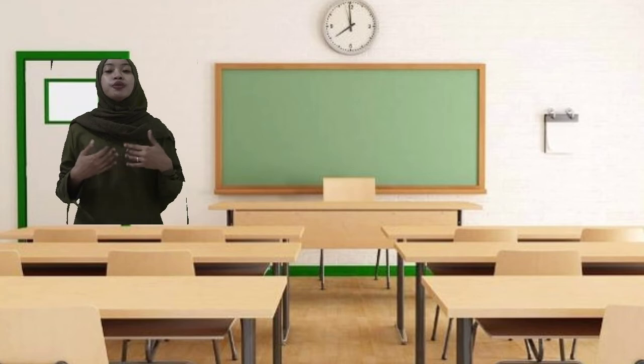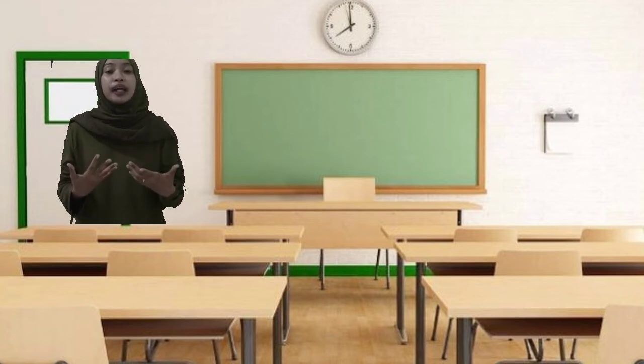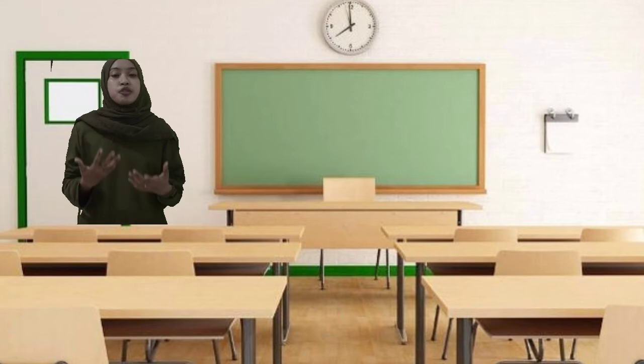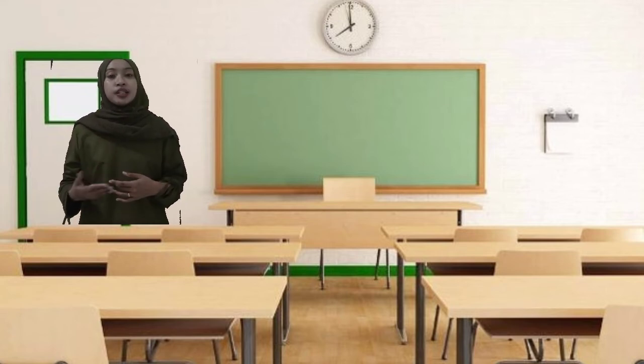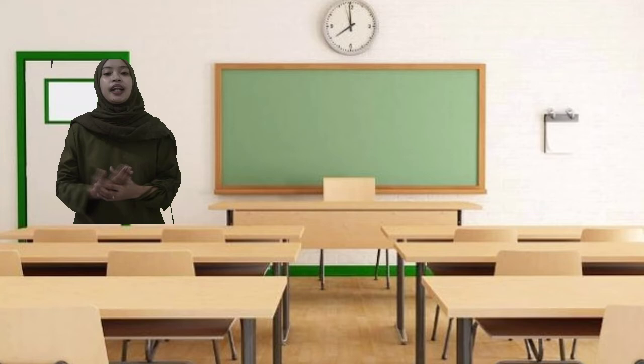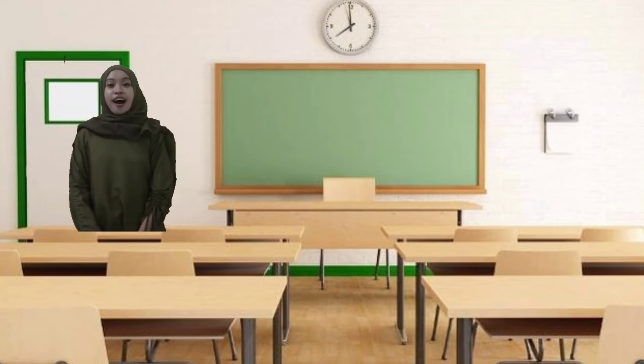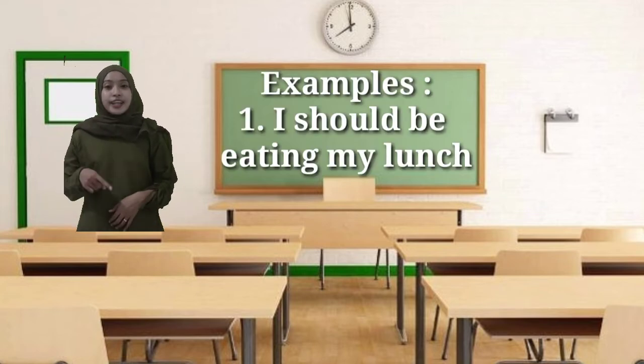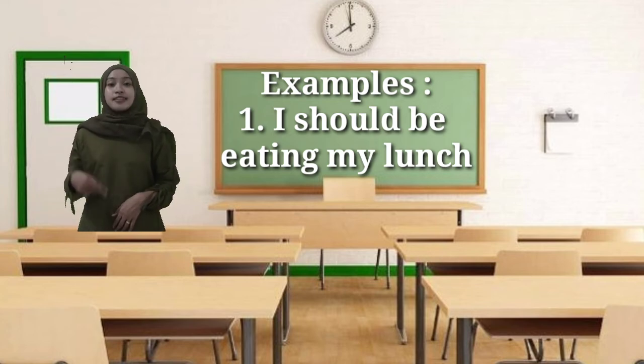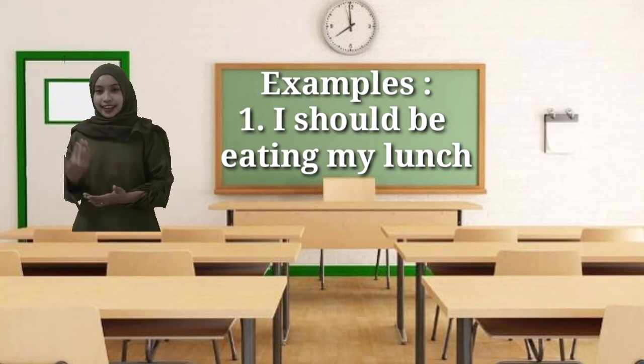And how to make an example? Subject plus should or shouldn't plus be and plus verb ing. The examples are: I should be eating my lunch. I as a subject, followed by should, and followed by be, and followed by verb ing. Verb ing-nya apa? Yeah, good. Verb ing-nya adalah eat followed by ing.